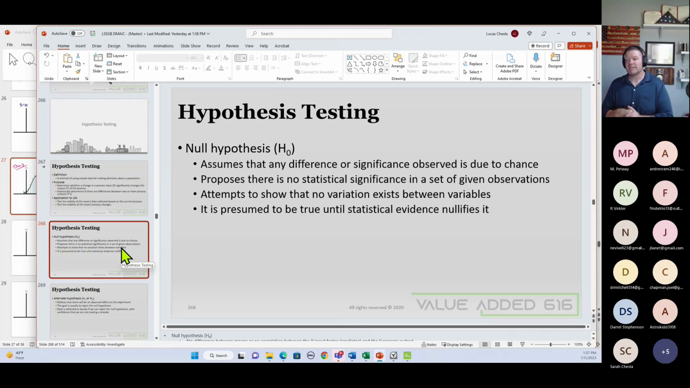Bottom one, it is presumed true until statistical evidence nullifies it. That is a null hypothesis. And we will work on these. I will write so many of them in front of you over and over. I handwrite them all class so that we get used to them.